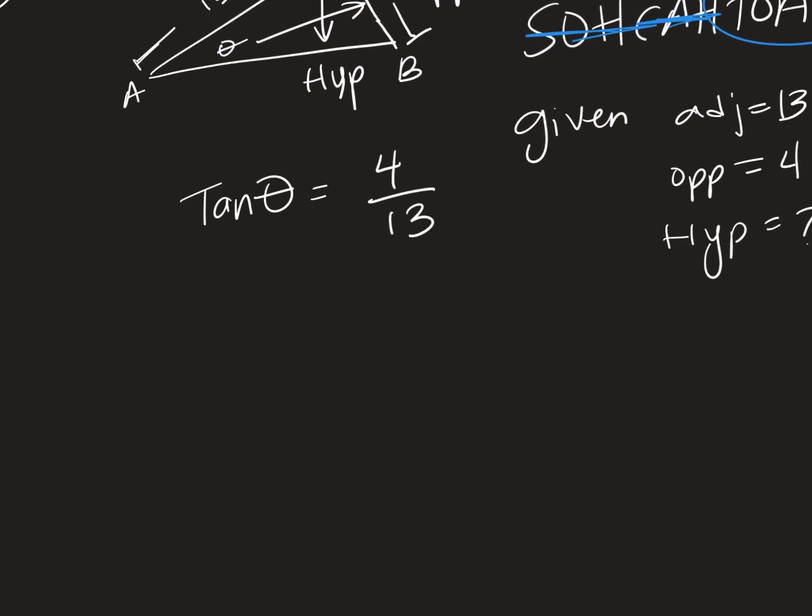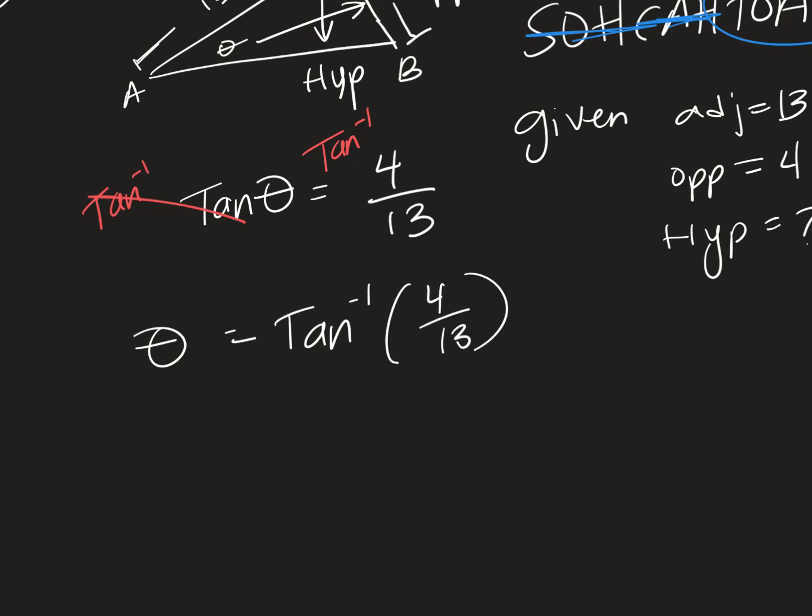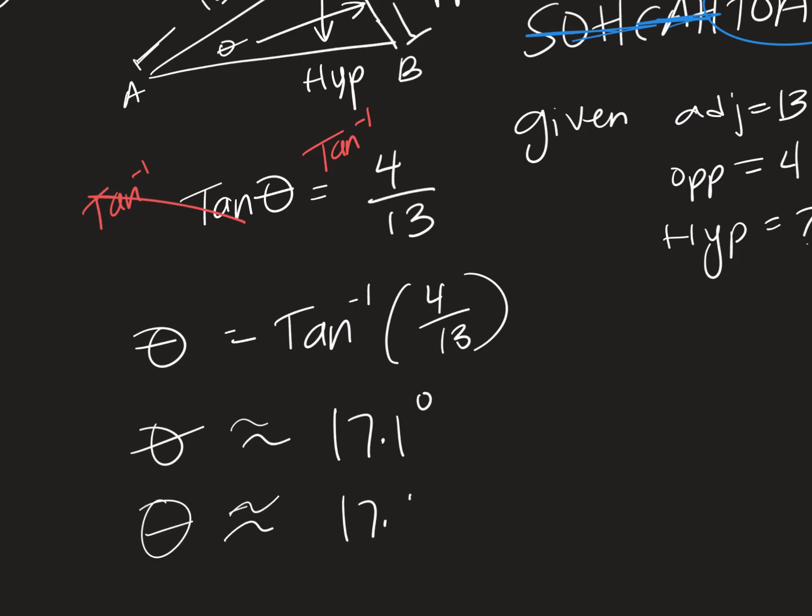We're trying to solve for the angle, so we're going to do the inverse tangent. So that means theta is equal to the inverse tangent of 4/13. We're going to put that in the calculator. Second, inverse tangent of 4/13. We get 17.1 degrees if we round to the nearest tenth. If we round to the nearest hundredth, we also get 17.1 because it's 17.10 degrees. Hope this video helps.